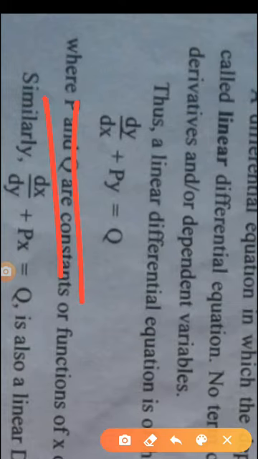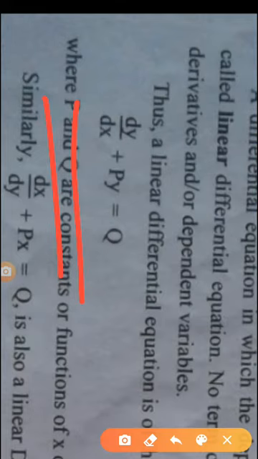So now we studied what is meant by linear differential equation and its general form. In brief, what is linear differential equation? A differential equation in which the dependent variable and its derivative appear in first degree only, and the general form is dy by dx plus py equals to q. This is in the form of y.